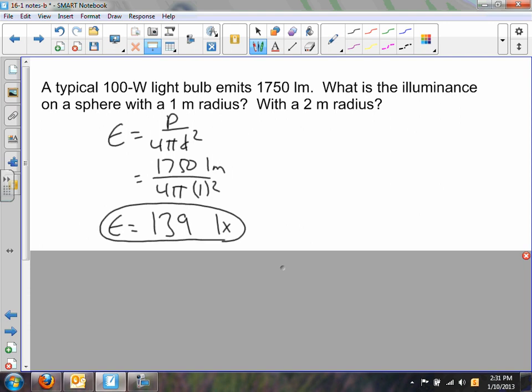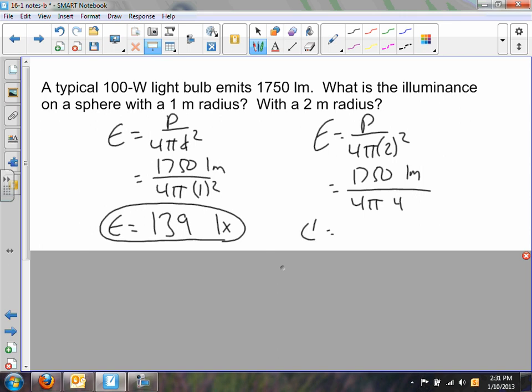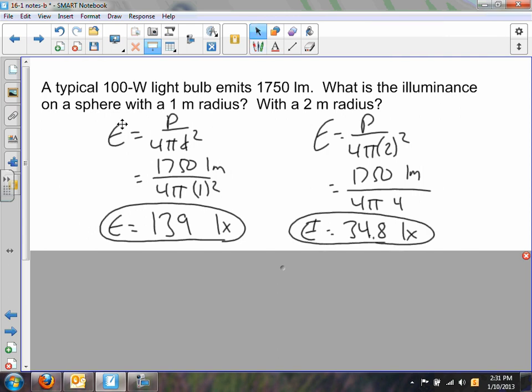What's going to happen if you increase the radius? Well, now your radius is 2, so it's 1,750 lumens divided by 4 pi times 2 squared, which is 4. You end up with an illuminance of 34.8 lux. Something else you could have done, since it's an inverse square law, if we double the distance, this answer should be exactly 1/4 of whatever the original one was. And you can see that it is.